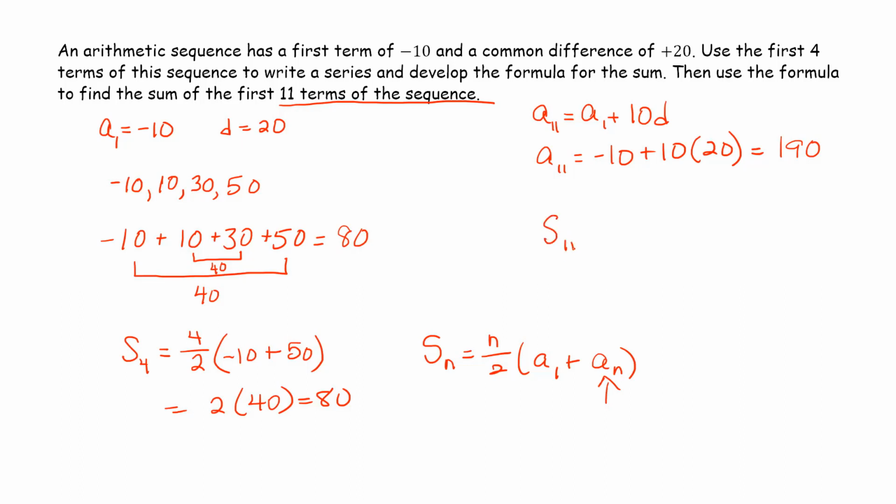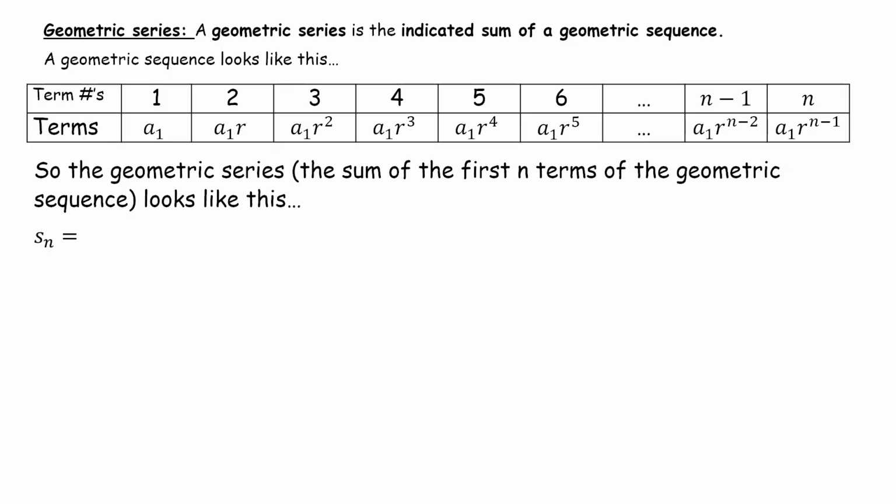So s sub 11 is going to be 11 over 2 times first term plus last term. So that is 11 halves times 180, which is going to be 11 times 90, which is 990.